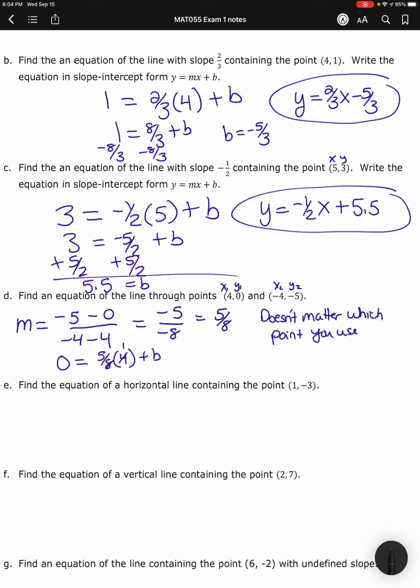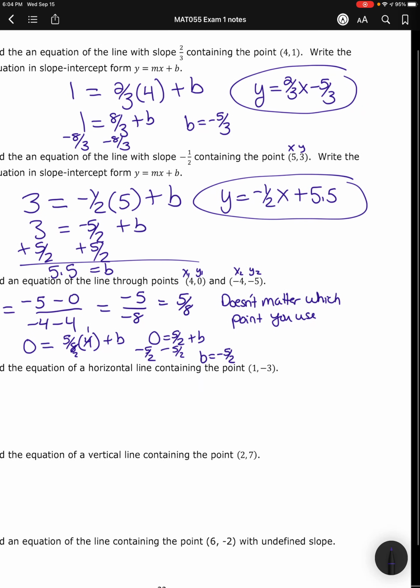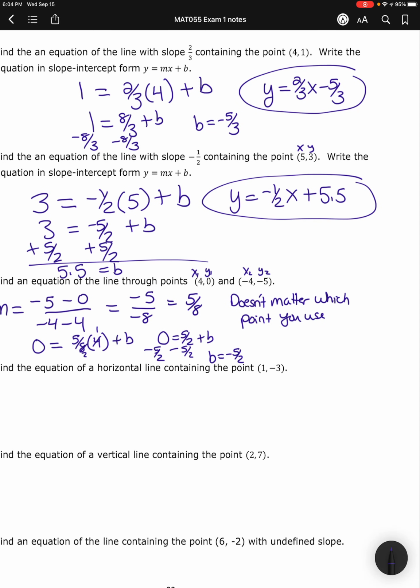So 0 equals 5/8 times 4 plus b. So this is 5/2. So 0 equals 5/2 plus b, and then subtract it on both sides. So b is -5 over 2. And we still don't know what our y-intercept is because it wasn't given. So, oh no, that is the y-intercept. My bad. We have the slope. Okay. We got everything we need then. We have the slope and the y-intercept. y equals 5/8 x minus 5/2.